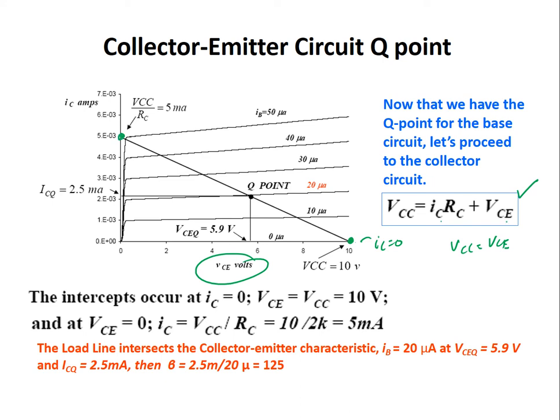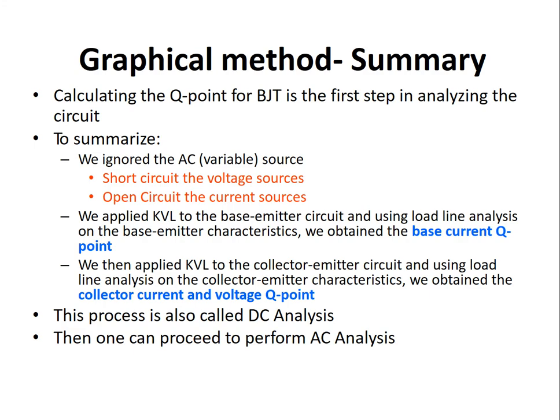We put VCE equal to 0. Then VCC will be IC into RC, and you can get IC as VCC over RC. So that will be your second point. If you just draw a line here, that will be your Q point. So this is the graphical way for the calculation of the Q point.